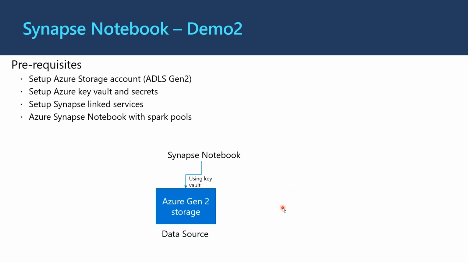As we discussed in demo 1, I have already set up the Azure Key Vault and linked services, so I'm not going to discuss that again as part of demo 2. I'm going to use the same Azure Key Vault and linked services that I created in demo 1. Let's see it in action.